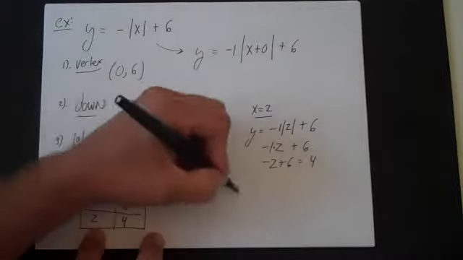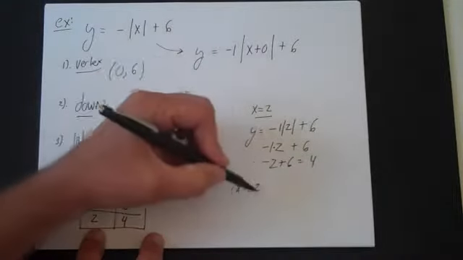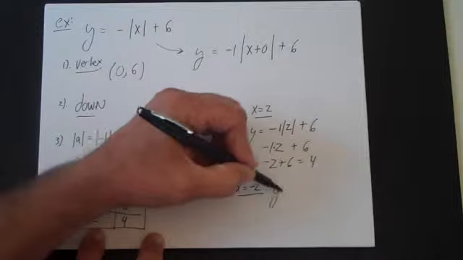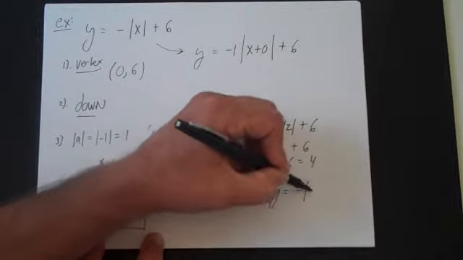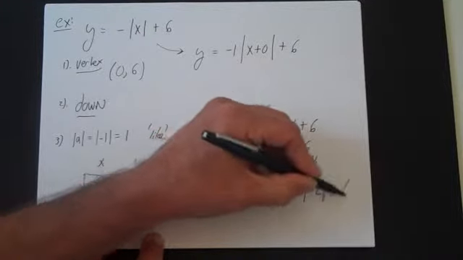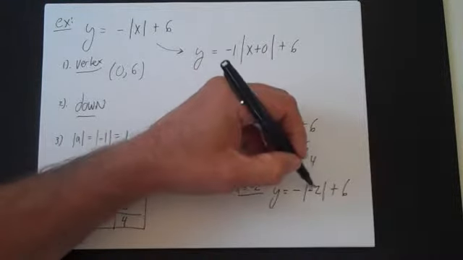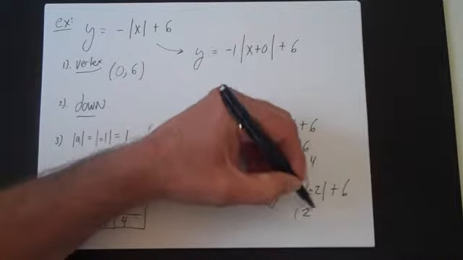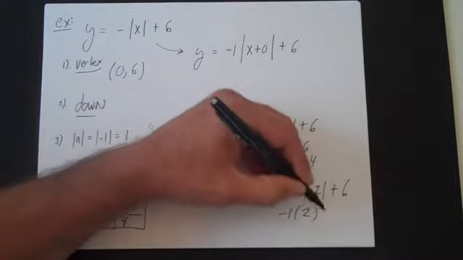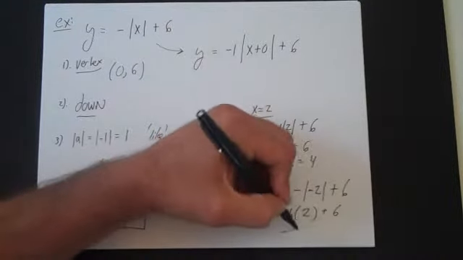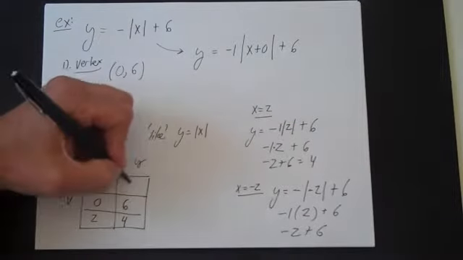Now let's plug in x equals minus 2. There you get y is equal to minus absolute value of minus 2 plus 6. Be real careful here. Most people know this, but they often make a mistake. The absolute value of minus 2 is a positive 2, but then it's minus 1 times a positive 2. So that's a minus 2 plus 6, so that's going to be 4 as well.